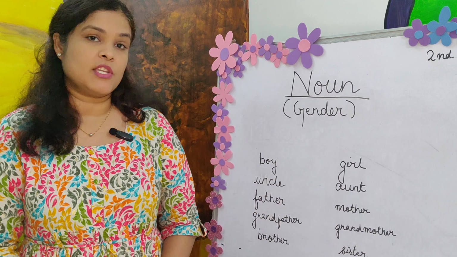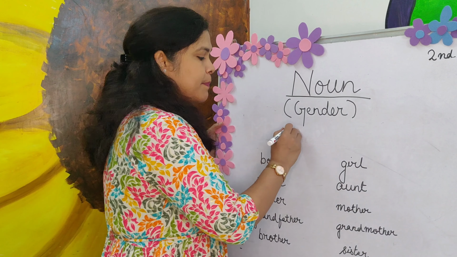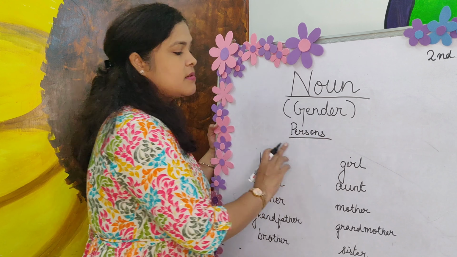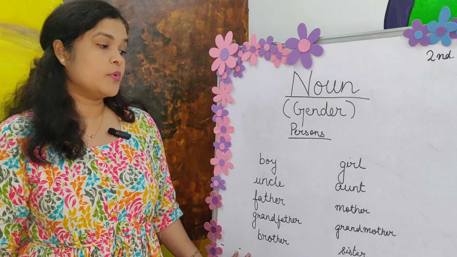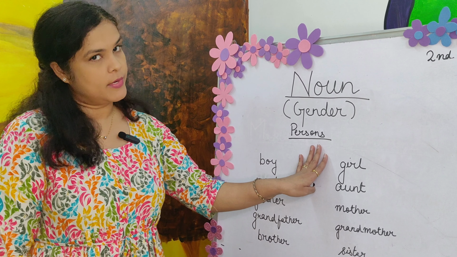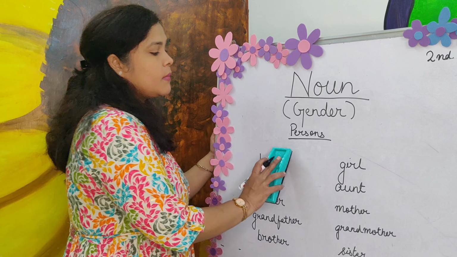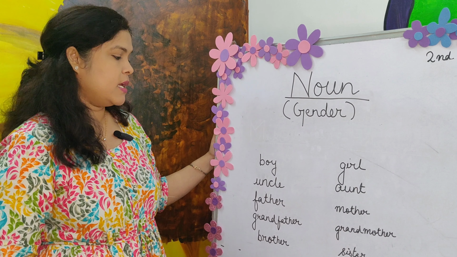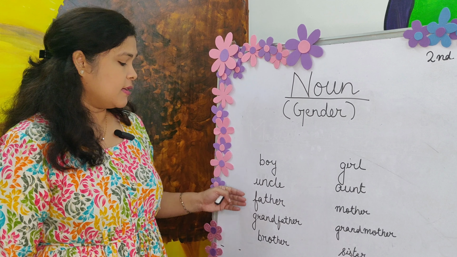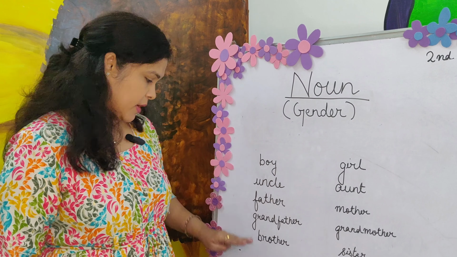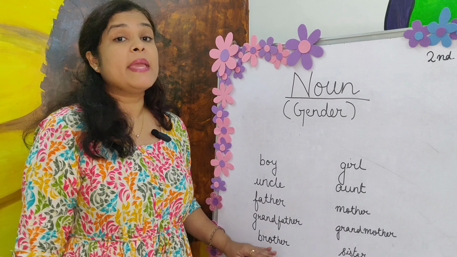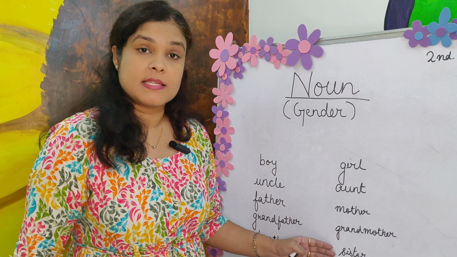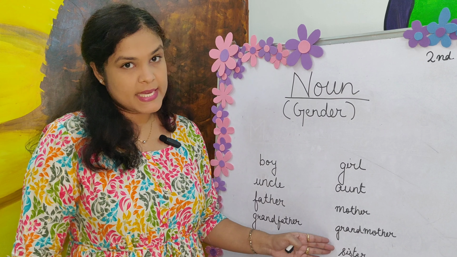These are the people that you see around you, right? They're all people or persons. So the first thing you are very clear about is that whatever is written on the board talks about persons. Now if we put them into two categories, boy, uncle, father, grandfather, brother, they are all the males you see around you. And girl, aunt, mother, grandmother, sister, they are the females that you see around you, right?